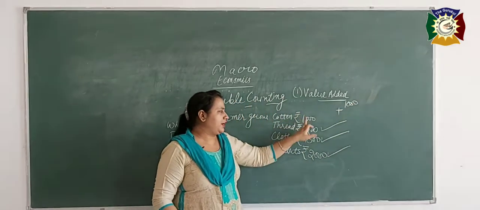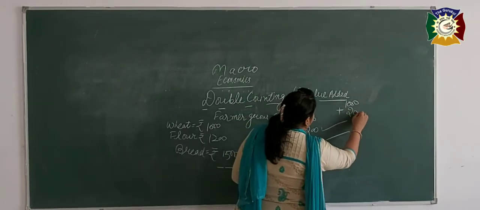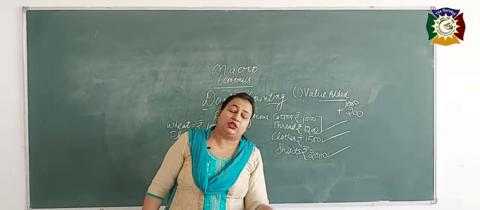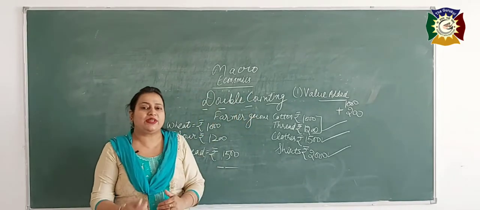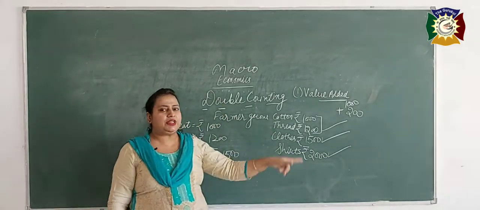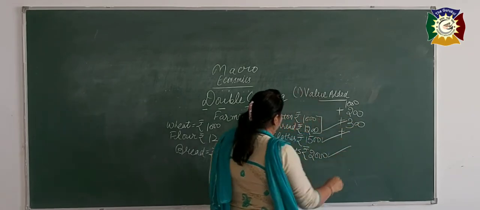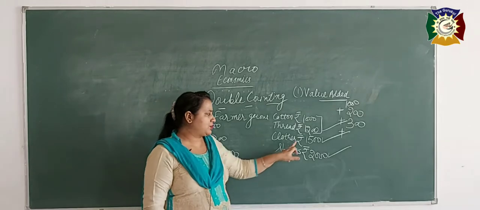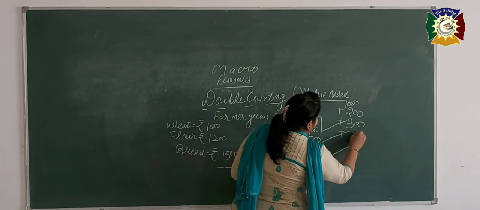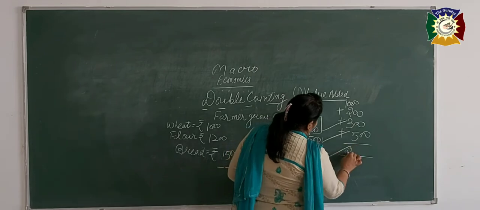Secondly, convert it into thread. It means how much value is added? Value is added of 200 rupees. This is the difference. Then thread is converted into cloth. The value of thread is 1200. The value of cloth is 1500. It means rupees 300 is added more. And the last one is, by making shirts, we added value of rupees 2000 minus 1500, that is 500. It means the final value is 2000.